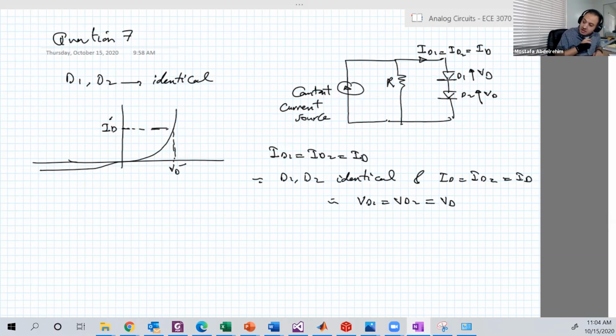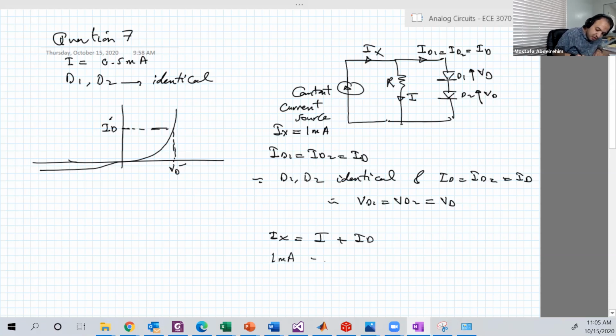Okay. Another given in the example is that there is a current called I equal to 0.5 milliamperes. And the current source here is actually 1 milliampere. It's called IX. So here is IX. IX equals I plus ID. This is 1 milliampere. This is 0.5 milliamperes. And ID is unknown. So ID is equal to 0.5 milliamperes.